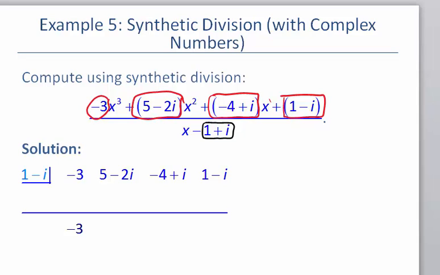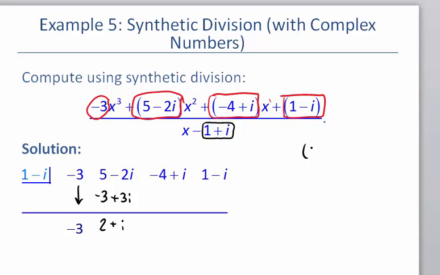So let's go ahead and work it. We're going to drop the negative 3 down, and we're going to multiply. Now, the multiplication is a little more tedious here. So I'm going to multiply negative 3 times 1, which gives me negative 3, and then negative 3 times negative i, which gives me positive 3i. And then I'm going to add. So the number part becomes 2, and the i part becomes i. So 2 plus i. Now I need to multiply 1 minus i times 2 plus i.